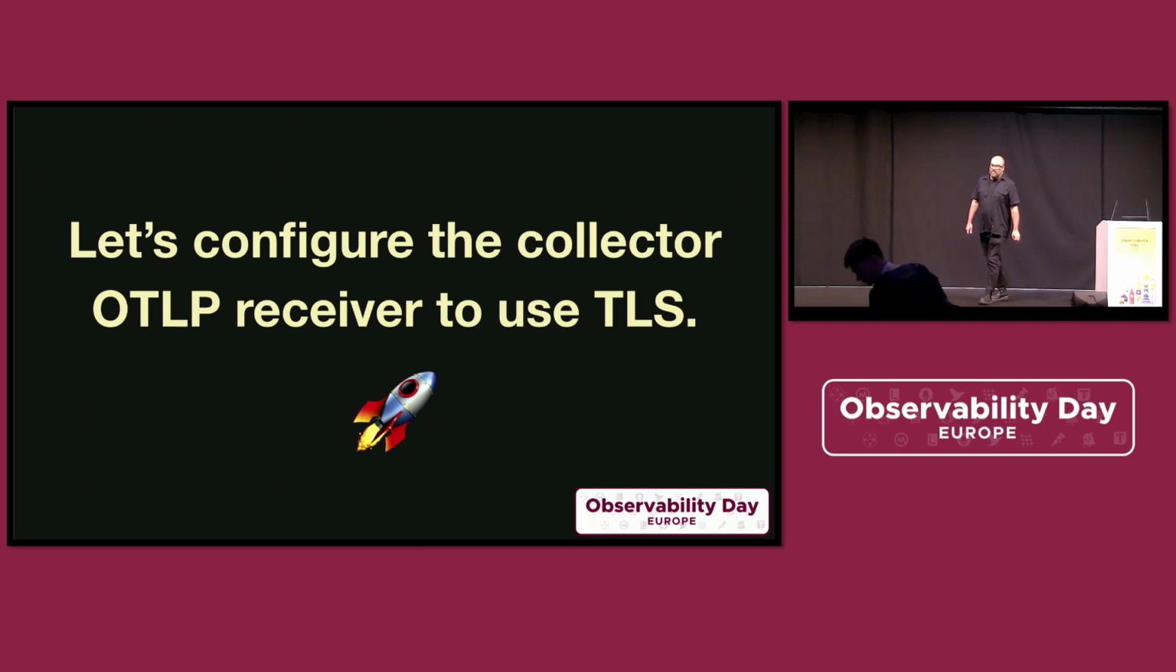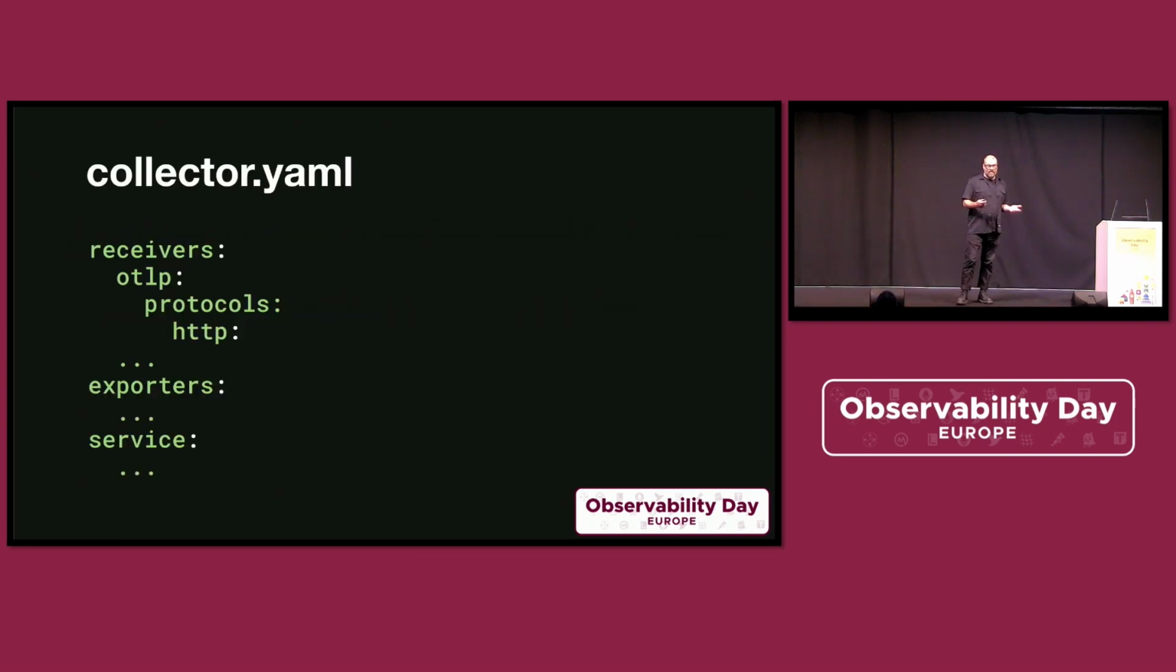Okay, so now we're going to configure our OpenTelemetry collector to use TLS. The collector uses a collector YAML file for its configuration. There's a block here that shows receivers, and that's the incoming side into the collector. And by default, it's using OTLP with a protocol of HTTP protobuf.